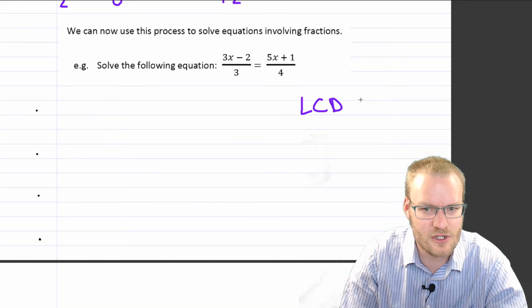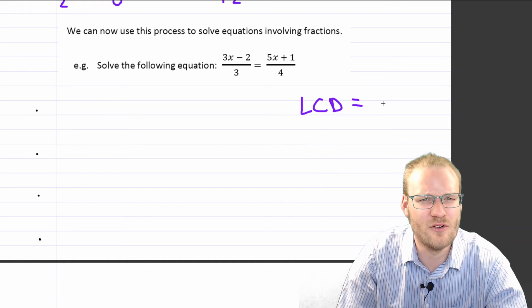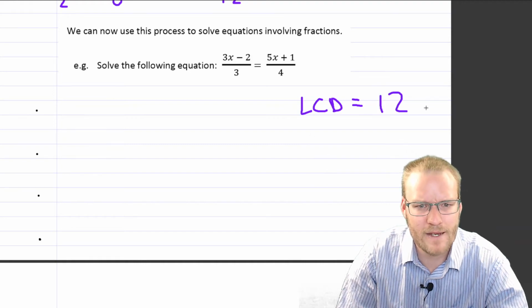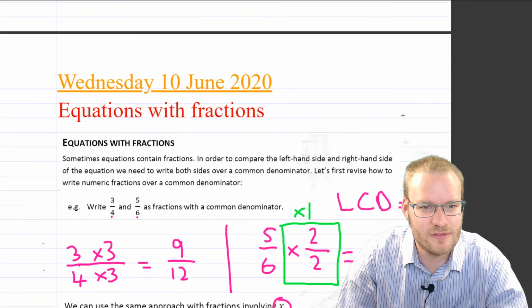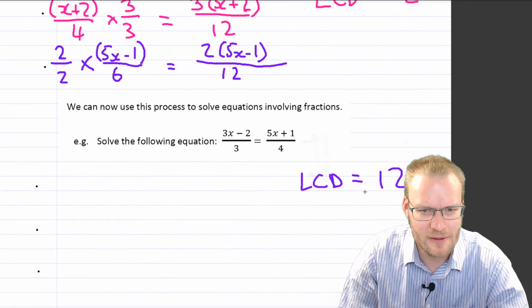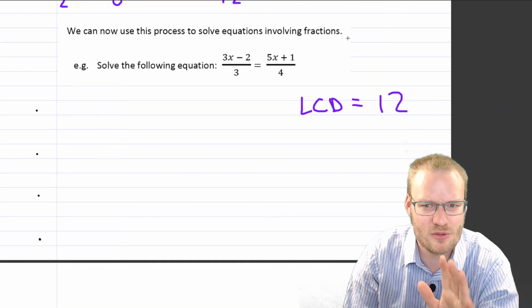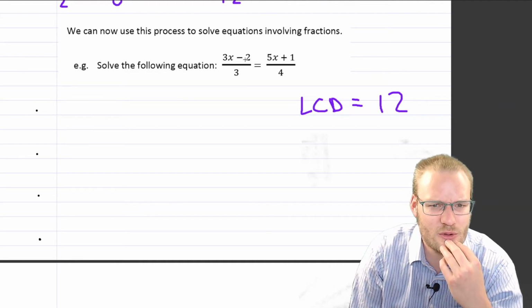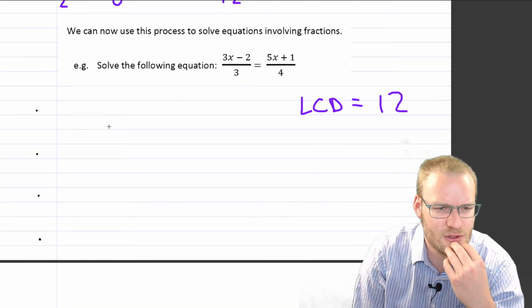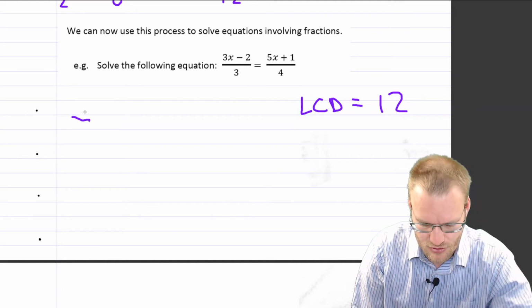So our lowest common denominator is, well, what's the LCD of 3 and 4? I get 12. 6 didn't work, 9 didn't work, 12 does. So we want to write this as something over 12. So I'm going to do it like this to show our thinking.